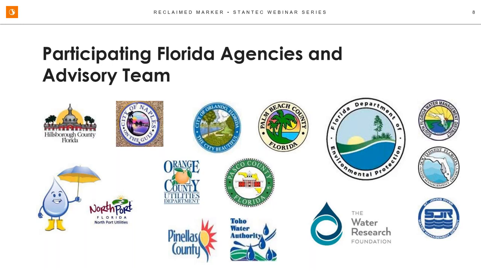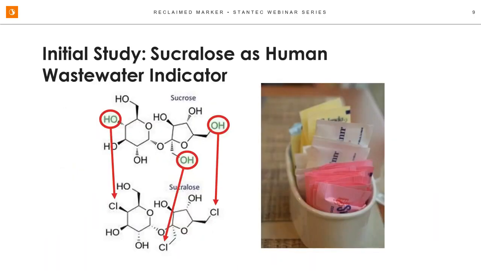There's nothing specific to Florida in the approach that was developed, but they, as reuse leaders, had tremendous interest in supporting the research. And here you can just see that these are some of the water facilities and regulatory bodies that were involved, as well as the Water Research Foundation. In our very first study, we were really trying to first look at sucralose as a human wastewater indicator.